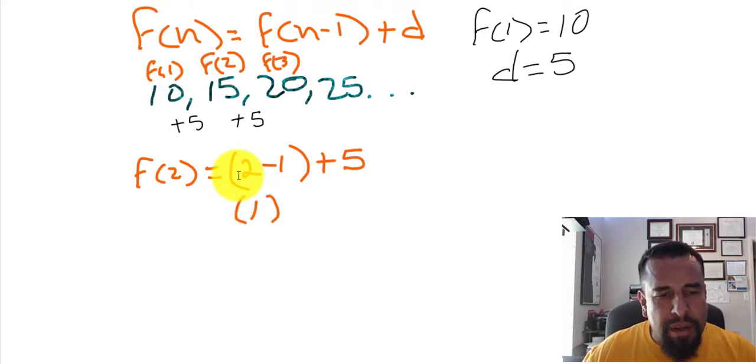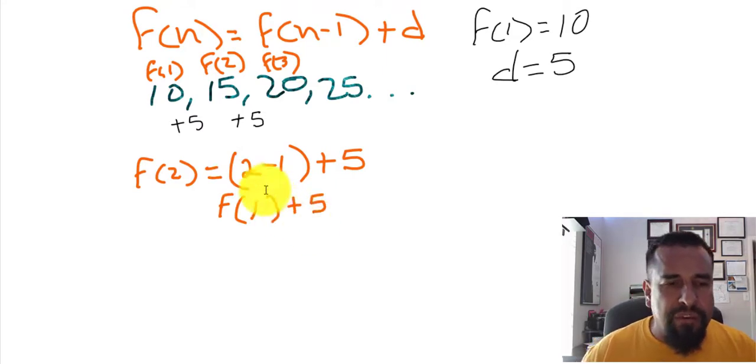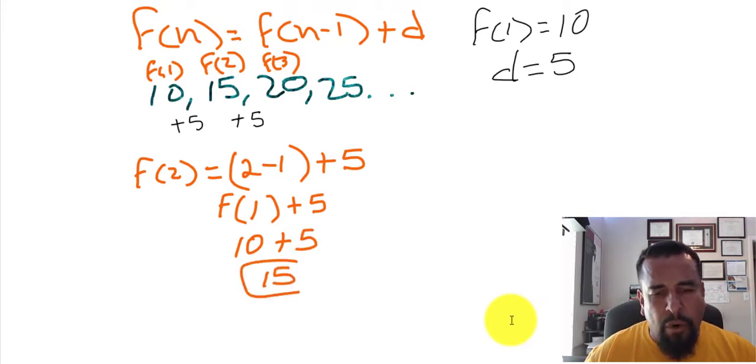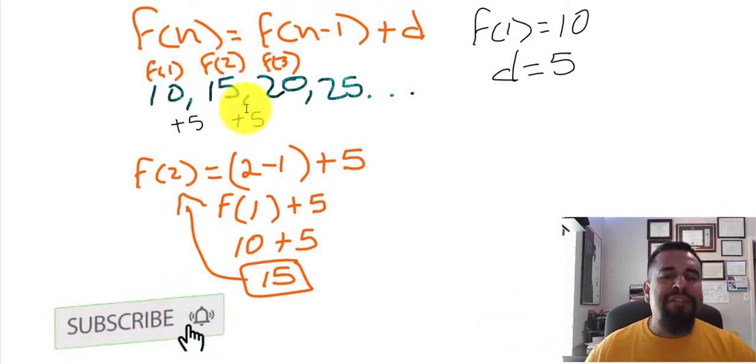But remember, this was the function of 1 plus 5. I need the value of the function of 1. Well, I'll go back to function of 1 and the value is 10. So therefore I plug in 10 as a value, add it to my common difference, and then I'll find the value for f of 2, 15. And as you can see up here, f of 2 is 15.